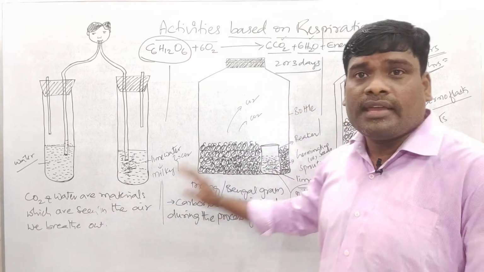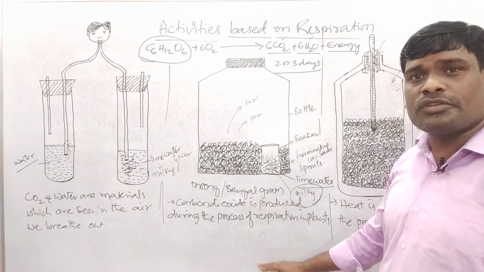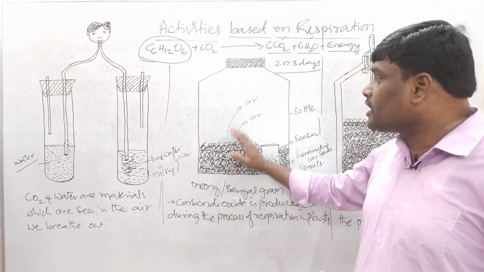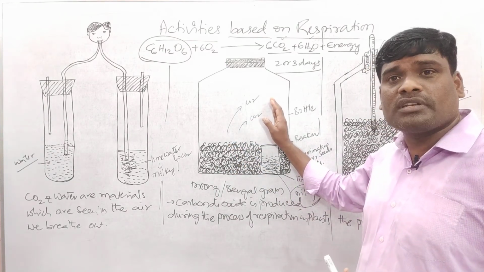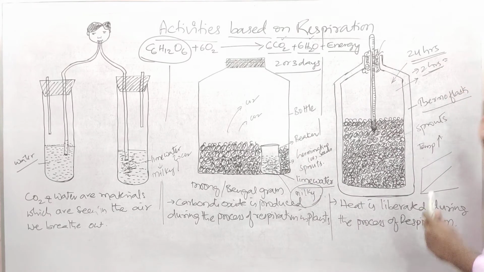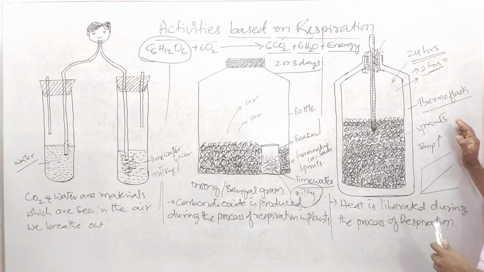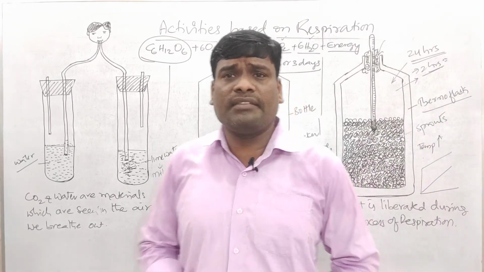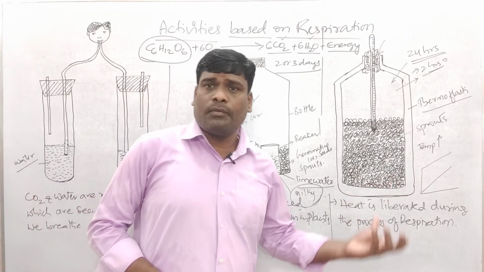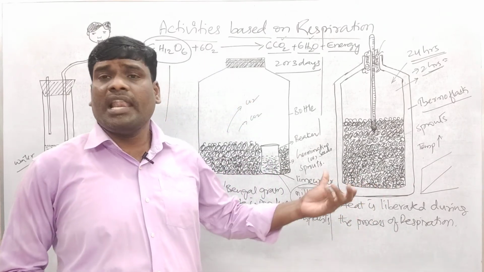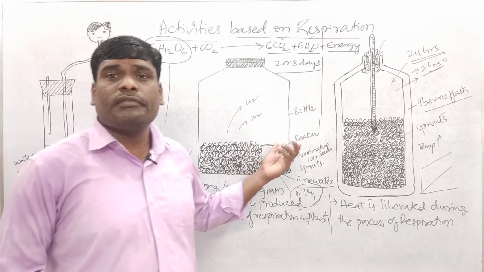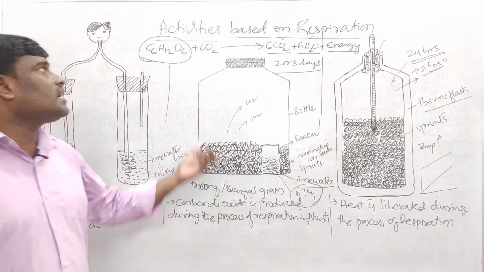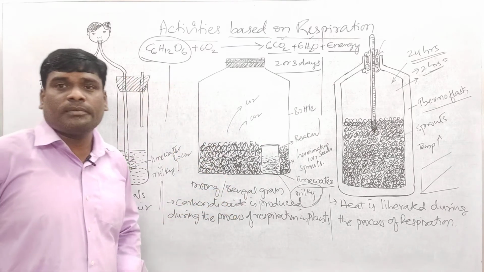In a similar way, even plants undergo respiration, and in that respiration in plants also we see that carbon dioxide is liberated during the process of respiration in plants, as well as what, children? Heat is also liberated during the process of respiration in plants, children. So these are the simple activities which we can do in our school laboratory, or even at home also we can do all these experiments, children. So this is about the activities based on the respiration process, children.